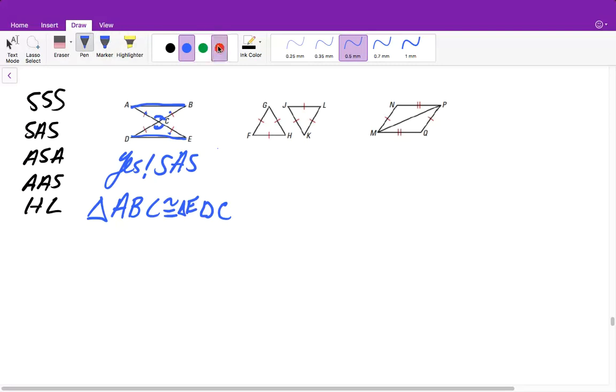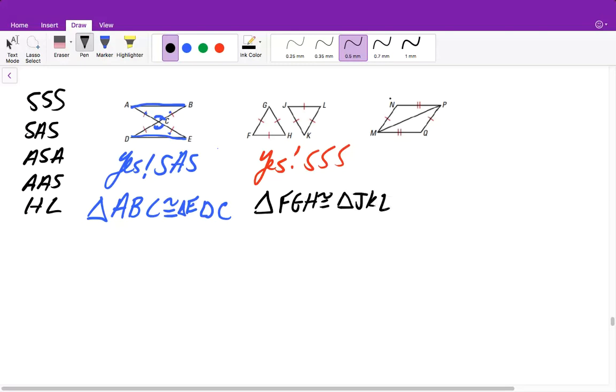All right, the next one, are these two congruent? Yes, because all three sides are congruent. So side, side, side. And same thing for this, since they're all the same, we can actually rotate this any way that we want. So I'm just going to go ahead and say triangle FGH is congruent to triangle JKL.